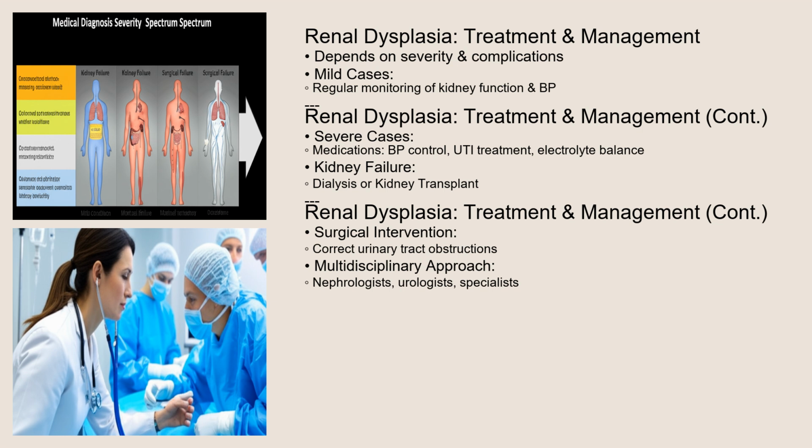The treatment and management of renal dysplasia depends on the severity of the condition and the presence of any associated complications. For mild cases with minimal functional impairment, regular monitoring of kidney function and blood pressure may be sufficient. More severe cases may require medications to control blood pressure, treat urinary tract infections, and manage electrolyte imbalances. In cases of kidney failure, dialysis or kidney transplantation may be necessary. Surgical intervention may be needed to correct any urinary tract obstructions. A multidisciplinary approach involving nephrologists, urologists, and other specialists is often essential for optimal management.